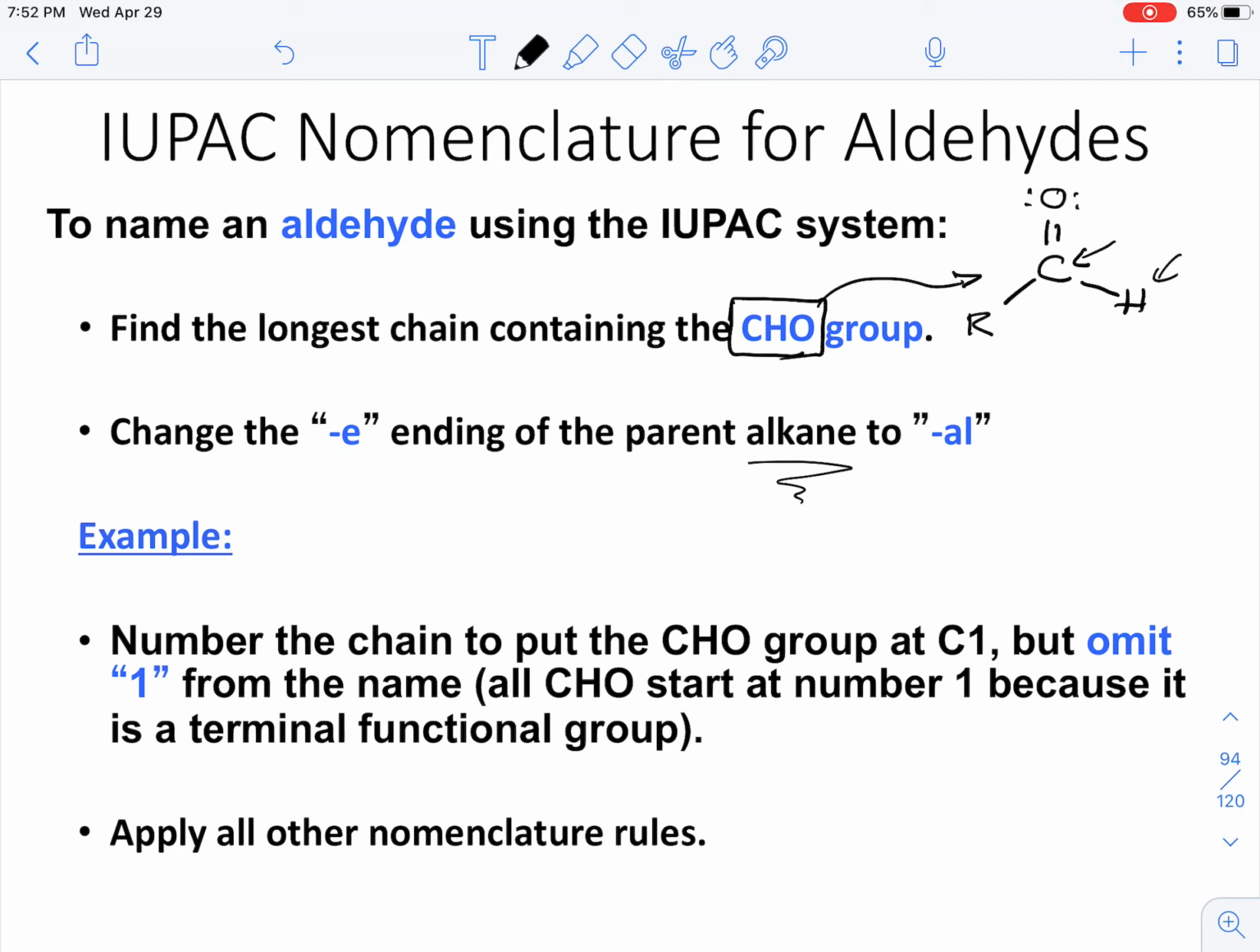So it doesn't really matter which suffix you use, ane, ene, or yne. You guys are going to drop the last e, and then you're going to add this suffix al. And so al is going to communicate to the audience or to the reader that there is an aldehyde in the organic compound. And so that suffix al is coming from the first two letters of the word aldehyde.